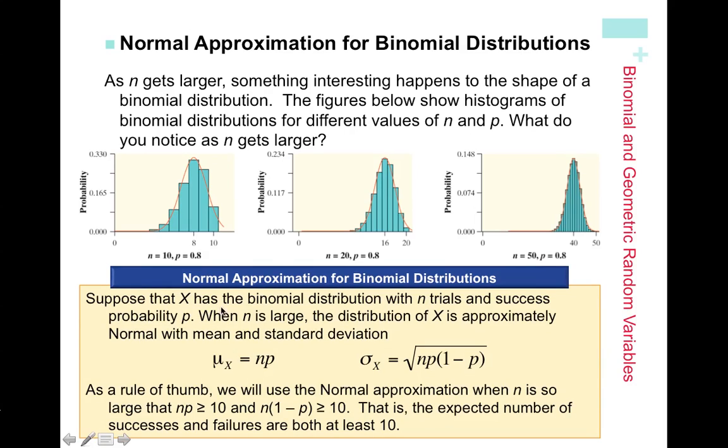So suppose that x has a binomial distribution with n trials and success probability p. When n is large, the distribution of x is approximately normal with the mean and standard deviation as we previously talked about. And as a rule of thumb, we'll use the normal approximation when n is so large that n times p and n times 1 minus p are both greater than or equal to 10. That is, we expect the number of successes and failures to both be at least 10.